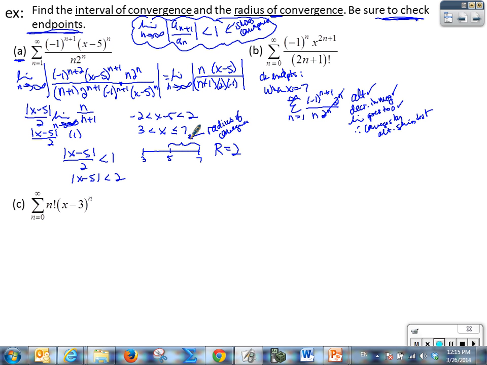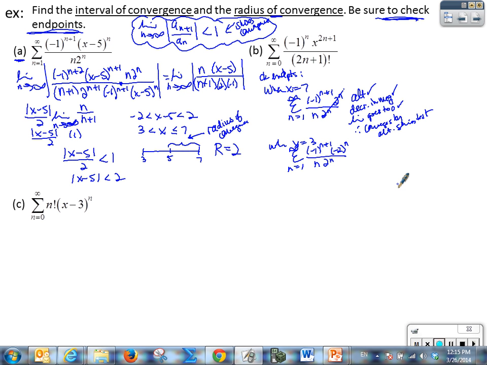Okay, makes sense? All right. Now let's check the 3. So when x equals 3, we go back to our original series and put a 3 in there. I get a negative 2, don't I? So the sum from n equals 1 to infinity of negative 1 to the n plus 1, then I have a negative 2 to the n over n times 2 to the n.